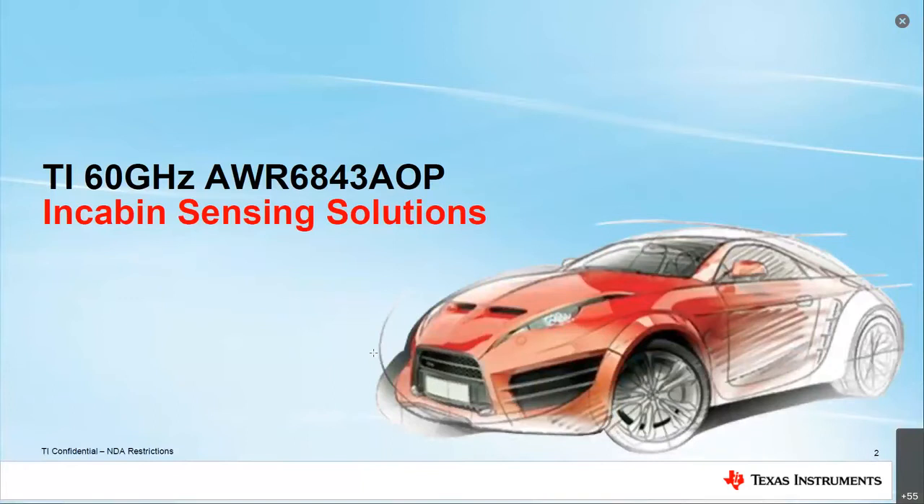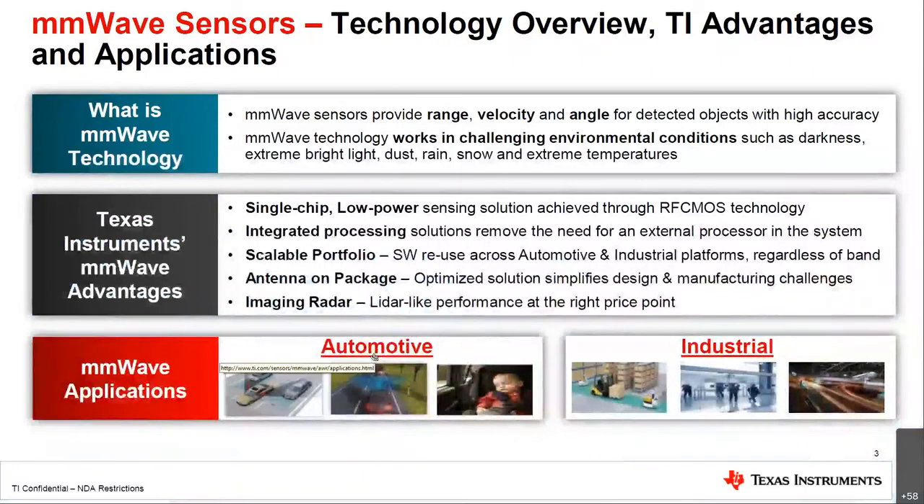So today we'll be focusing on the TI 60 gigahertz AWR6843AOP, particularly discussing some in-cabin sensing solutions. But some background, this AWR6843AOP is part of the mmWave sensor category of devices at TI. For those unfamiliar, mmWave sensor is a type of radar sensing that provides range, velocity, and angle information.